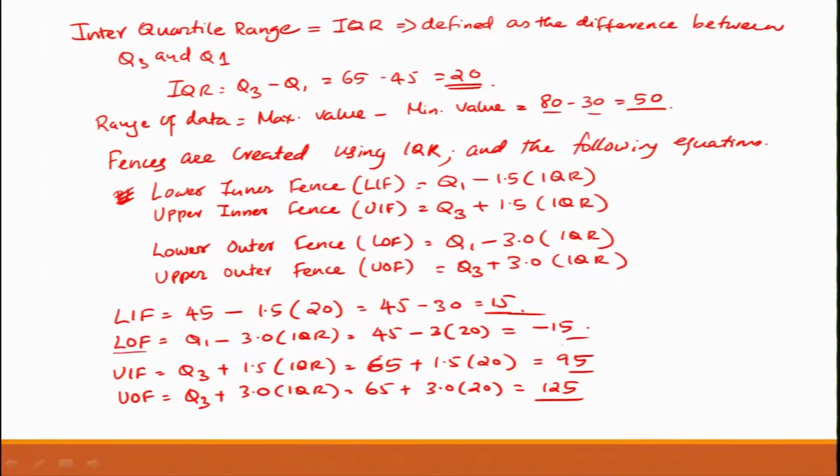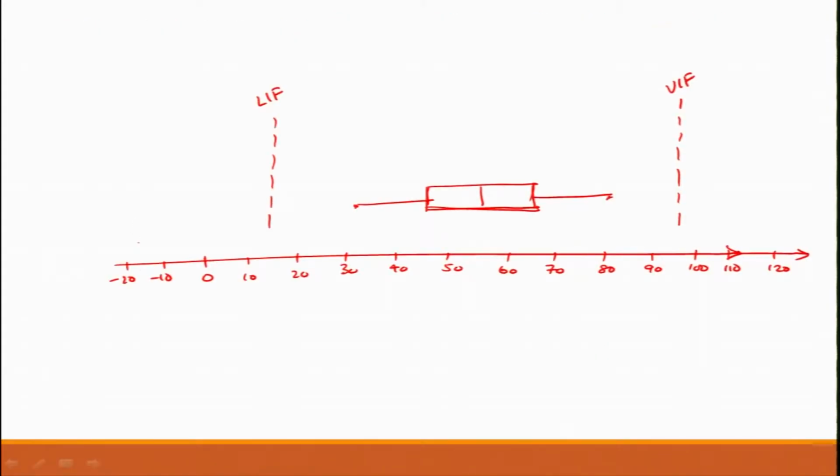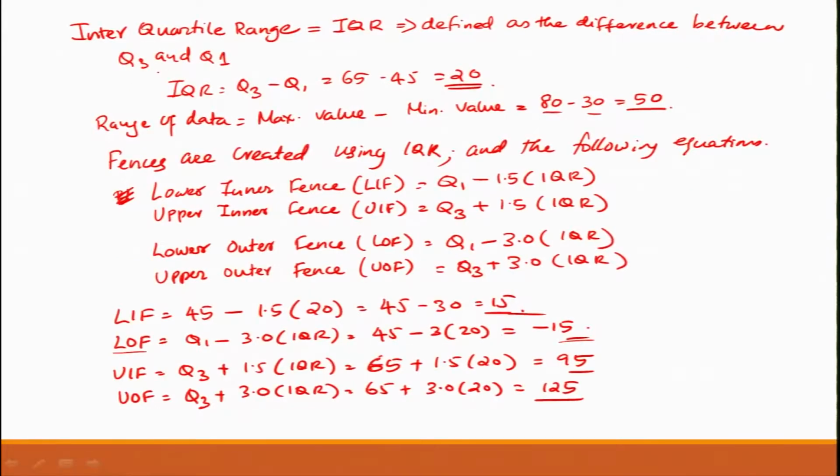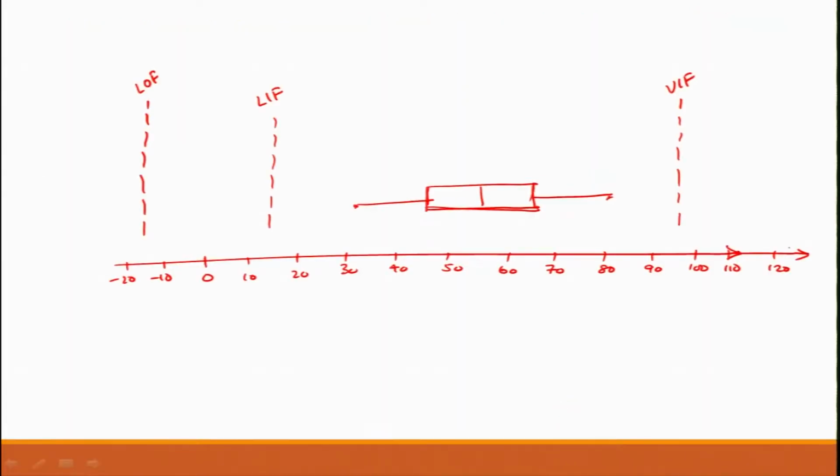Now, we see what are the lower outer fence. The lower outer fence was minus 15. So, if you go to the diagram, we will find minus 10, minus 15 will be right here. So, it will be the lower outer fence, and similarly if you look into it, we find out that the upper outer fence is at the value of 125. So, we come here at 120, 125, and this is our upper outer fence. Okay. So, the trick here is that using these fences, you can find out the outliers.